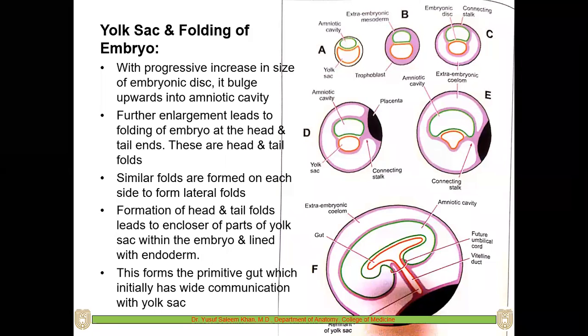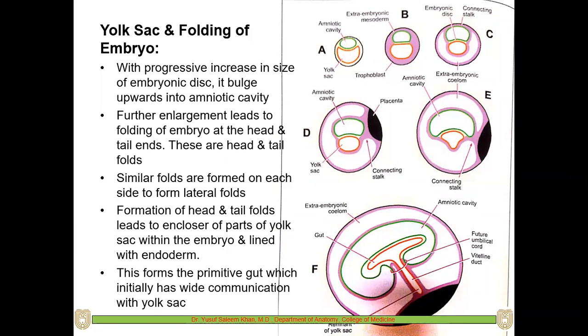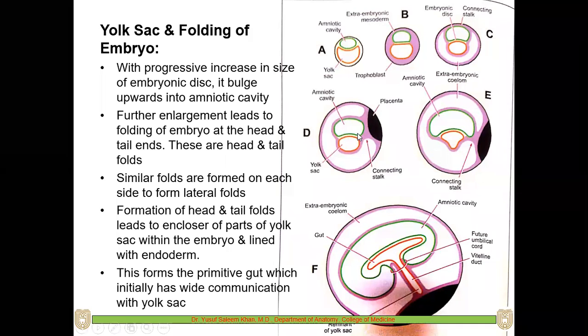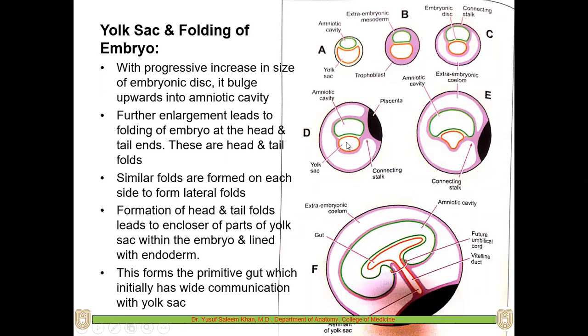Now we will talk about the folding of the embryo and how the yolk sac becomes smaller and smaller in the case of human beings, and it totally disappears. As we knew, this is the two-layered embryo which has now become three-layered. Above is the amniotic cavity, below is the yolk sac, the secondary yolk sac. Now see here, this small amniotic cavity was initially here, and the yolk sac was bigger compared to the amniotic cavity. Now the amniotic cavity becomes larger and larger, and the yolk sac becomes smaller and smaller.